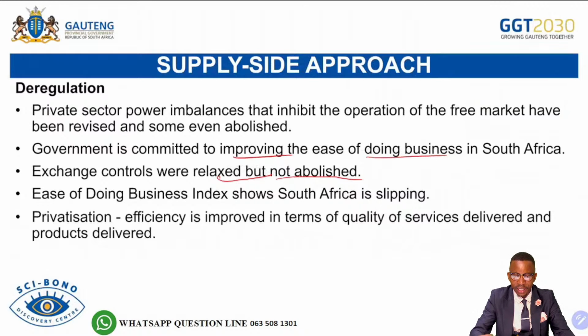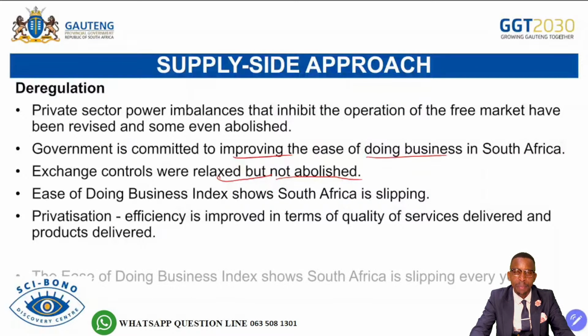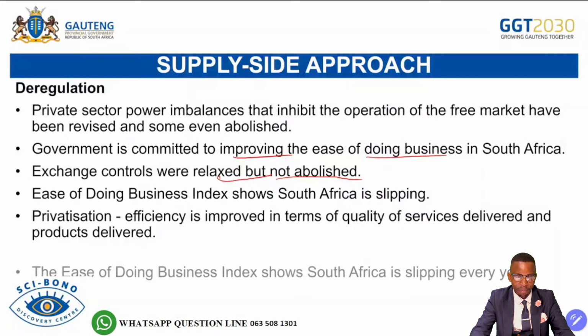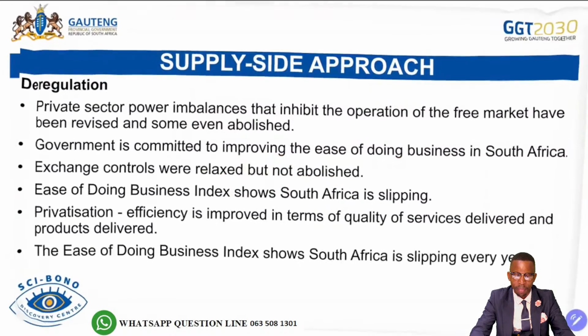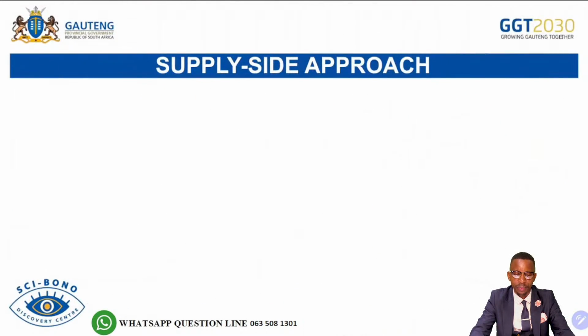Privatization efficiency is improved in terms of quality of services delivered and product being delivered if firms are being privatized, because remember, privatized businesses are more efficient. The ease of doing business index shows South Africa is slipping every year. Then we continue. Business efficiency.